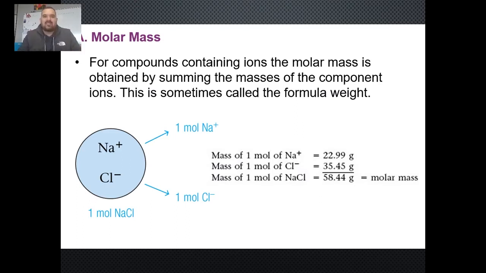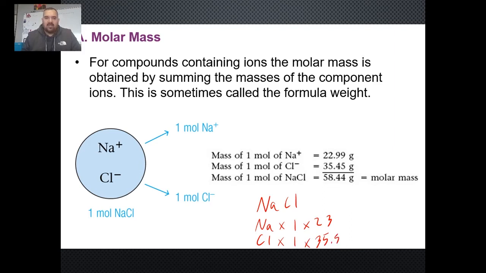So for compounds containing ions, the molar mass is obtained by summing the masses of the elements. This is sometimes called the formula weight. So this is no different than what we did before. So NaCl, we have Na and we have Cl. Sodium has a molar mass of 23, so Na is 1 times 23. And then Cl, chlorine is that annoying one that I told you is going to be 35.5. That's 1 times 35.5.